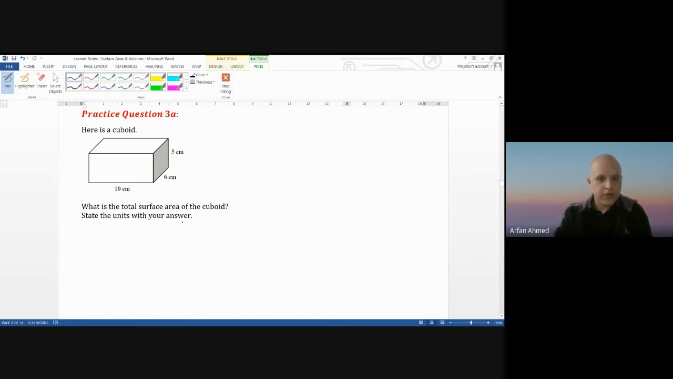Okay, so let's have a go at this one. Again, I'm going to call that the front. Ten times 5, which is 50. That's going to be the same as the back. Let's do the right-hand side. You can do this in any order, by the way. You don't necessarily have to do it in this order. Right-hand side is going to be 5 times 6. That's going to be the same as the left.